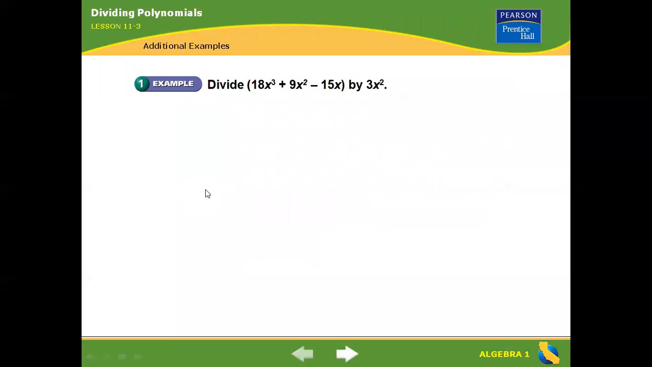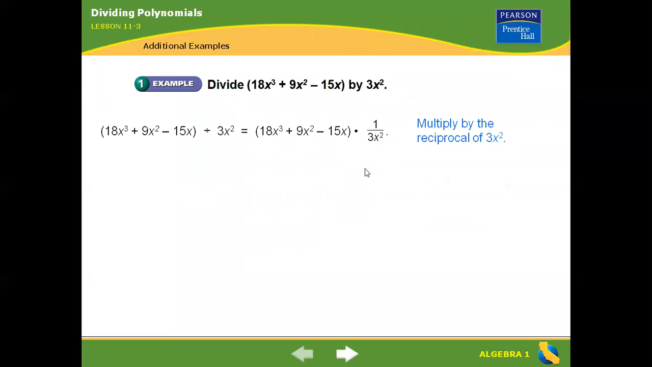Let's have another example. Divide 18x cubed plus 9x squared minus 15x by 3x squared. First, we need only to multiply by the reciprocal of 3x squared. So we will get 18x cubed plus 9x squared minus 15x times the reciprocal of this, that is 3x squared over 1, interchange only, you will get 1 over 3x squared.